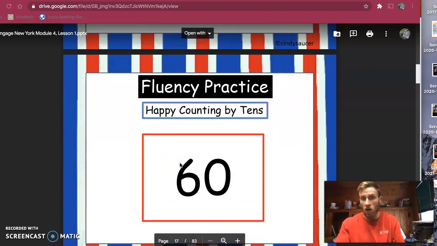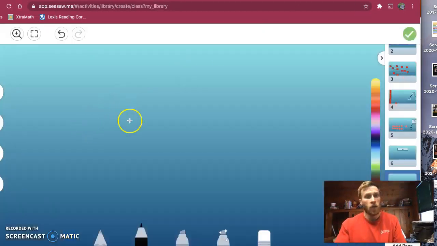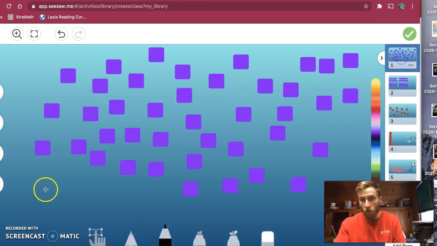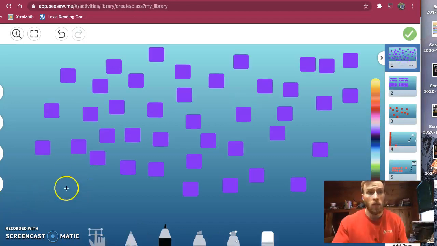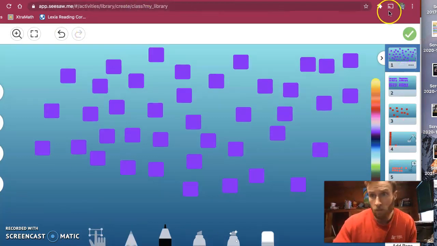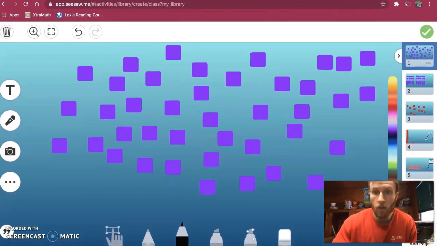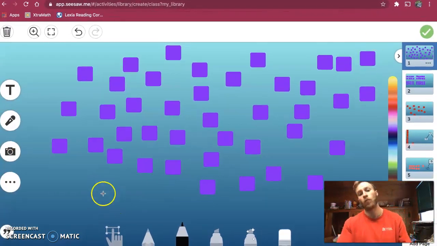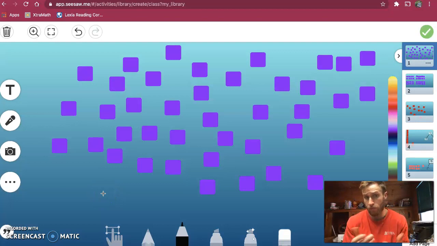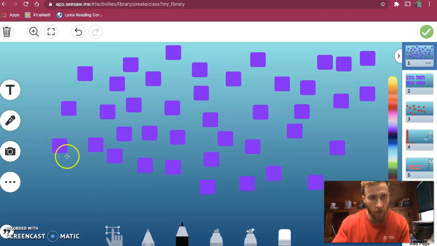To start off, I want you to look at this seesaw page that I have made for us, and we're going to count all these dots. We're going to count every single one of these dots, all right? And we're going to count by ones, because that's all I can see, so count along with me, okay? And let's see how well this goes, okay? So I'm going to put my cursor right here, and let's count.